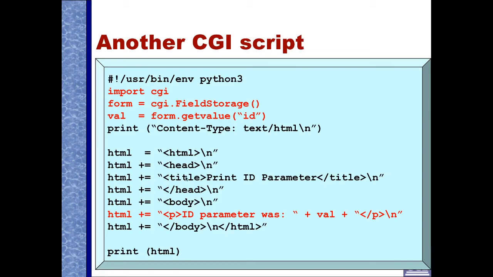And then the print statements are exactly the same sort of thing we had before, except that I've got a paragraph, "ID parameter was", and then the value that I obtained up here, and ending the paragraph. And in this particular example, rather than just doing one long print statement for everything, I've constructed a variable called html, which starts with the HTML tag and gradually adds the other bits of information, including the parameter, and then just prints it all at the end.